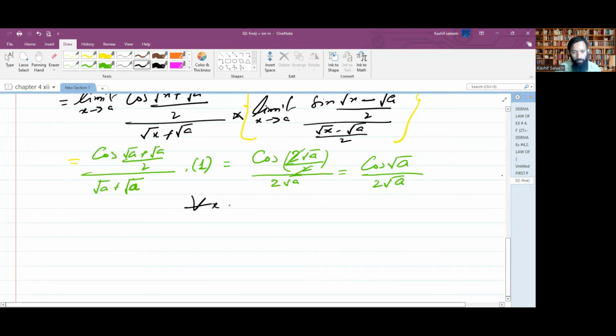For all x belonging to the domain of f, f prime of x should be equal to cos root x divided by 2 root x.